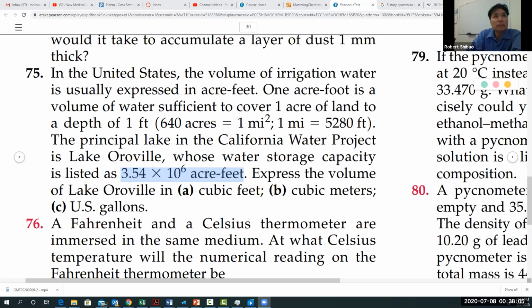So the volume has a weird composite unit. It's 3.54 million, or 3.54 times 10 to the 6 acre feet, like that. And so this is what we're given. And what we're going to do is we're going to use dimensional analysis to solve this.